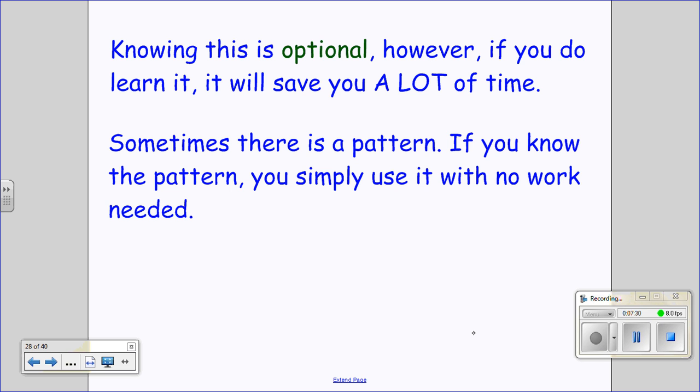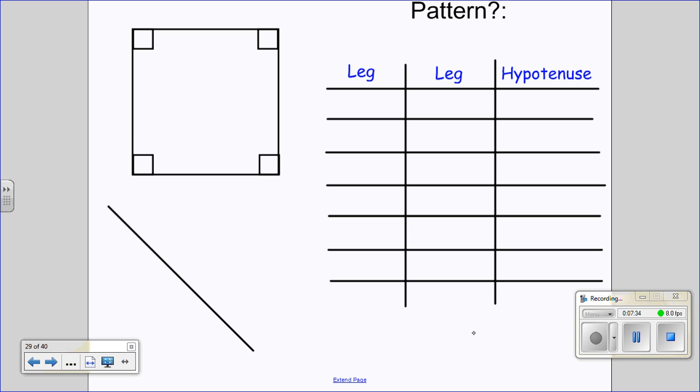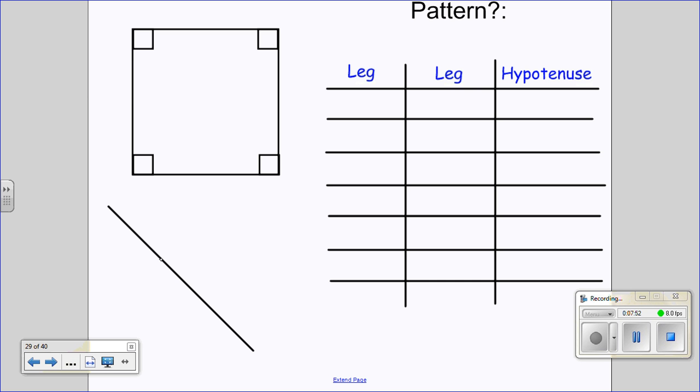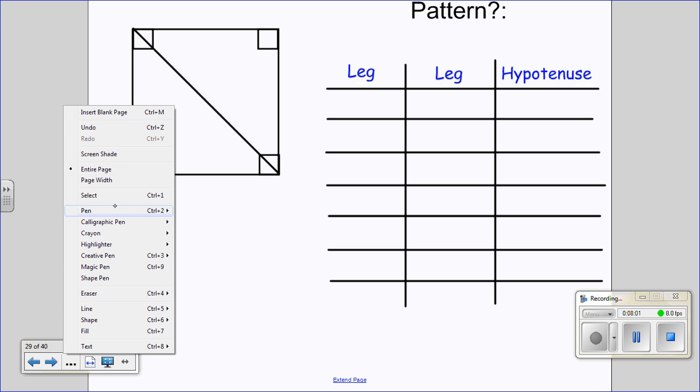Now we're going to get into special right triangles. We have a square, right? And each square has 4 90-degree angles. So as you can see, 4 90-degree angles. If I take the diagonal of this square, which is this line here, and place it in the square, that diagonal will bisect those 2 right angles.